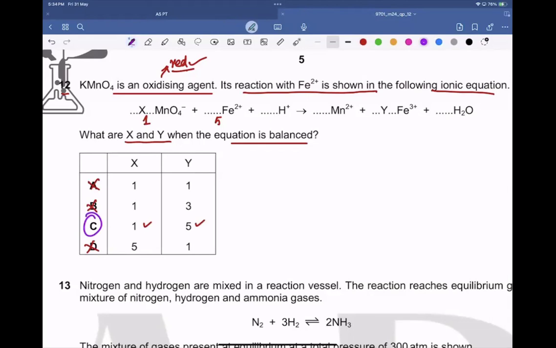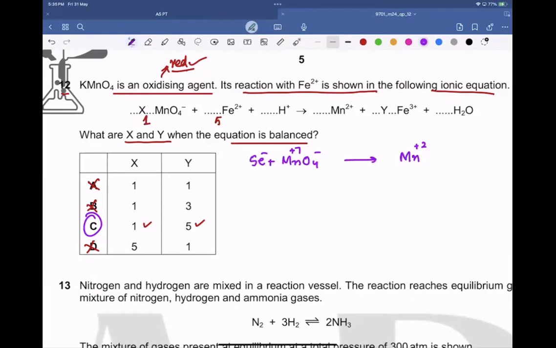This equation is repeated so many times. Or otherwise, you can do it this way. See over here, MnO4 negative. Here, Mn has a +7 and it is turning into Mn +2. So you can easily identify the +7 turning into +2, which means 5 electrons are gained. Now, if you see Fe2+, it is turning into Fe3+. So it is losing 1 electron, right?